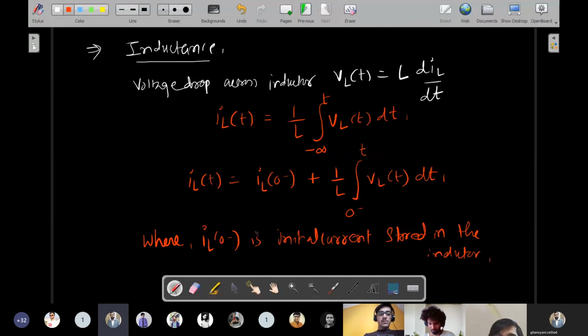Anyone having doubt in this one? Let me know. We are representing the current and voltage across the inductor, the current through the inductor, in time domain. This is all we have written for the time domain. Now we will work on the Laplace transform, because we are working on the transform circuit. After transformation, how that element behaves, that we are writing.